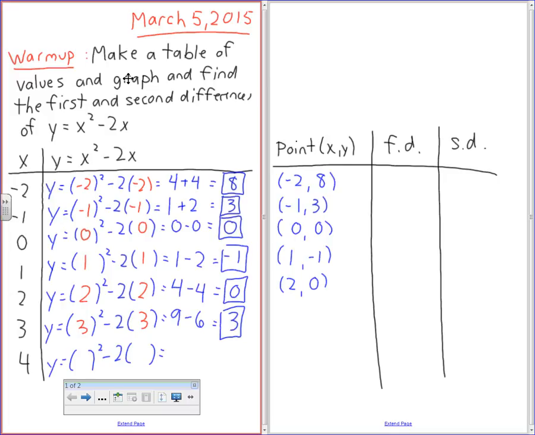Okay, so this will be 8. Let's actually work it out to make sure. So it's going to be 4 squared minus 2 times 4. So 4 squared should be 16 minus 8, which is actually going to be 8. Now, filling in all the points here.